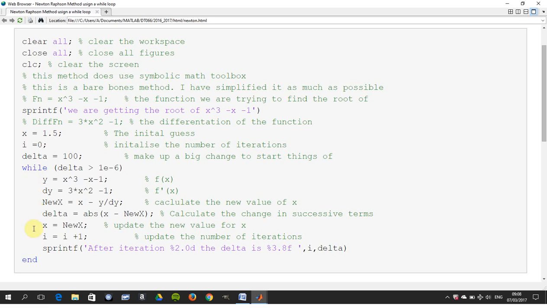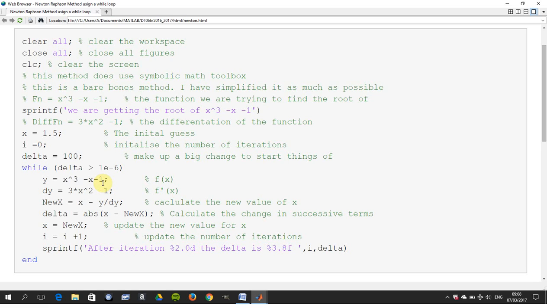So our while loop is there, and we keep looping while the delta is greater than 1e to the minus 6. Okay, so we keep going while the difference between successive terms is bigger than 1e to the minus 6. I criticize myself here. Where the cursor is there, I did y, and then I did dy, and I did that in my head. By rights, I could have used the symbolic math toolbox to do the differentiation, but I'm trying to keep this as simple as I can.